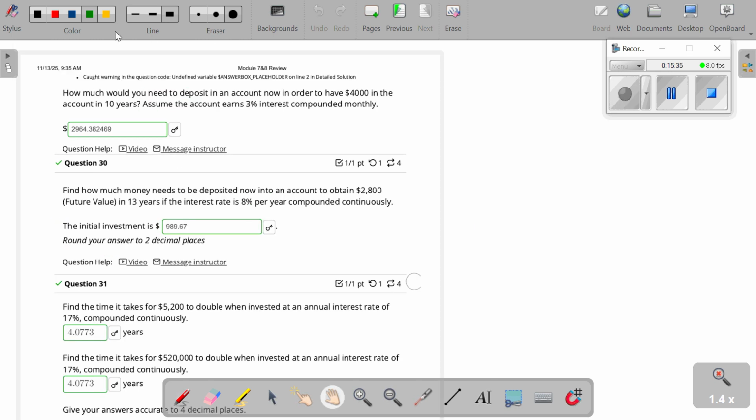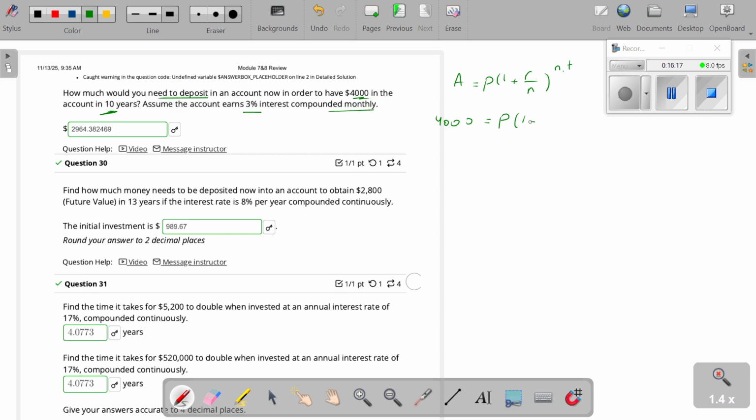Okay, next question. How much would you need to deposit in an account now in order to have $4,000 in the account in 10 years? So first of all, also assume the account earns 3% interest compounded monthly. The formula that I'm going to use is A = P(1 + r/n)^(n·t). This $4,000 is the final amount, so it's going to sit here. We're looking for the initial amount, asking how much you would need to deposit. So P is what I'm looking for.